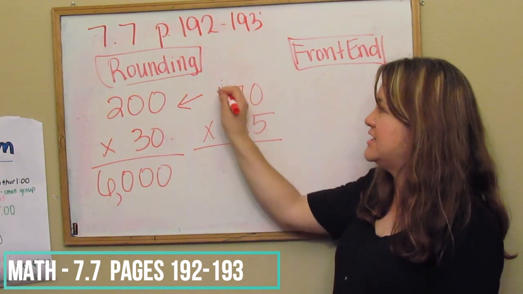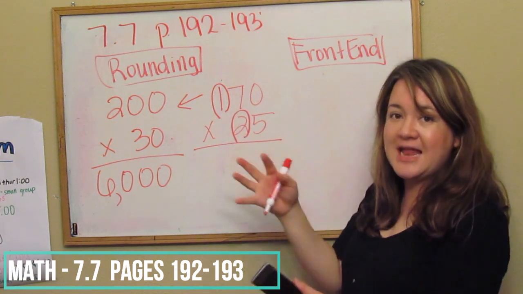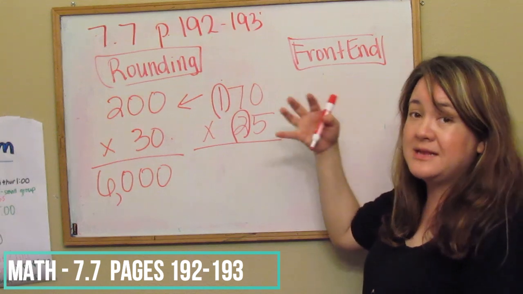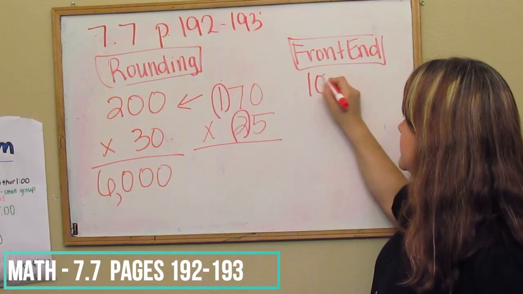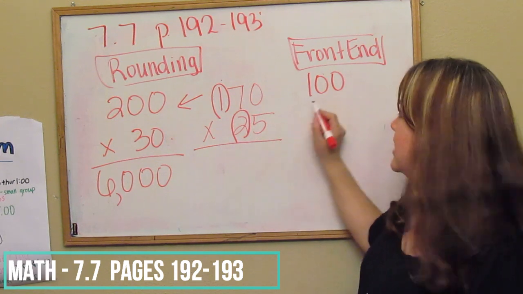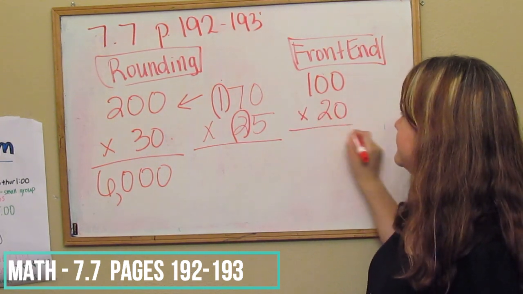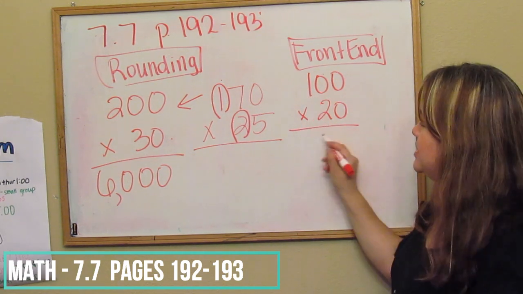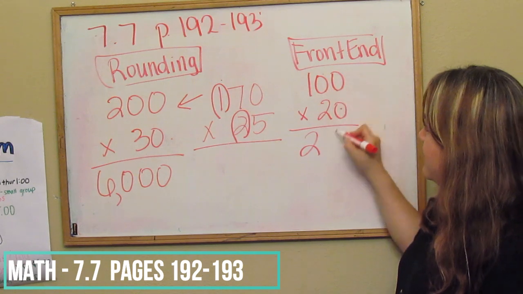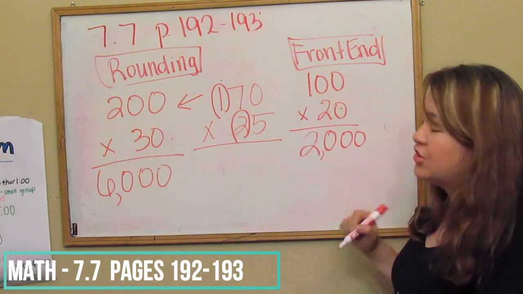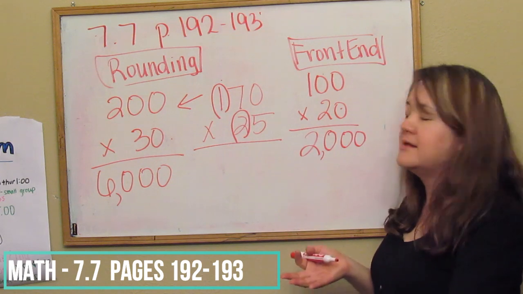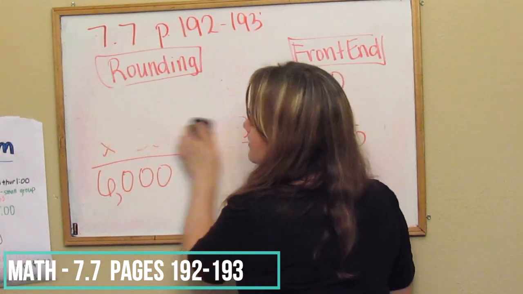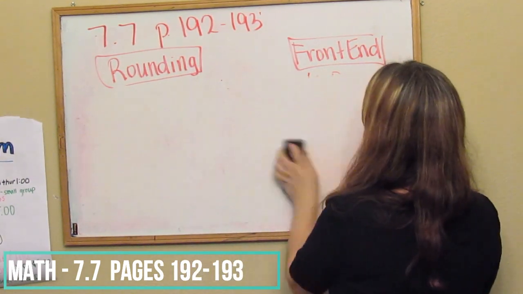I'm going to take the first digit here and the first digit here, the front end numbers. Because 1 is in the hundreds, it's not going to be 10 or 1, it's going to be 100. And 2 is in the tens, and so that's going to be 20. 100 times 20, I can just do front end here. 1 times 2 is 2 with 3 zeros. So again, 2,000 and 6,000, not necessarily close together, but that's okay. All right, let's do one more as a practice.